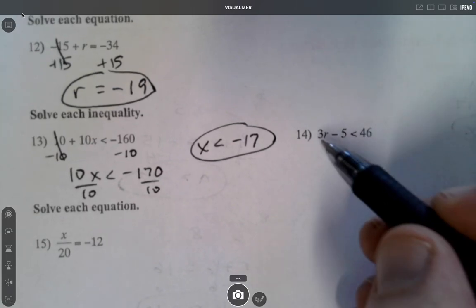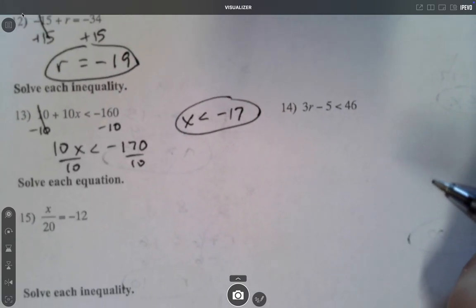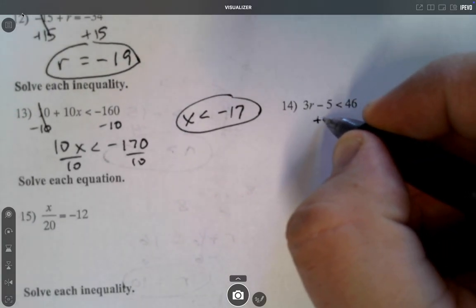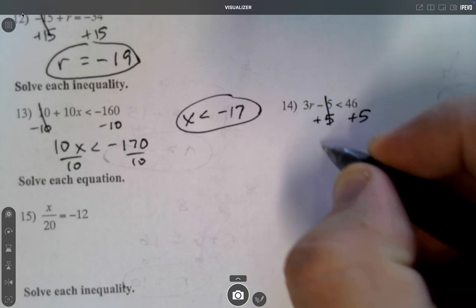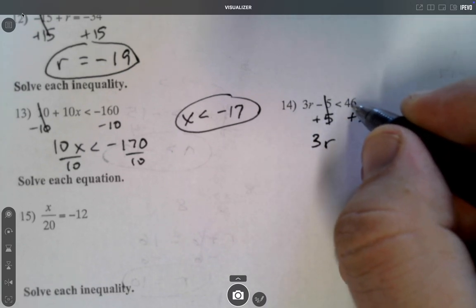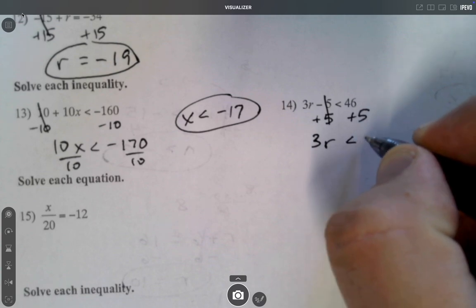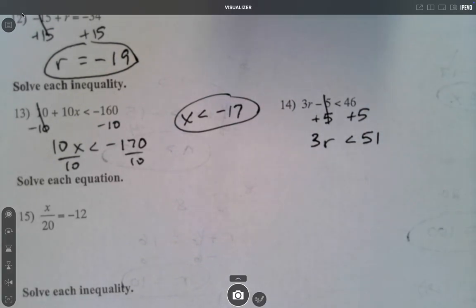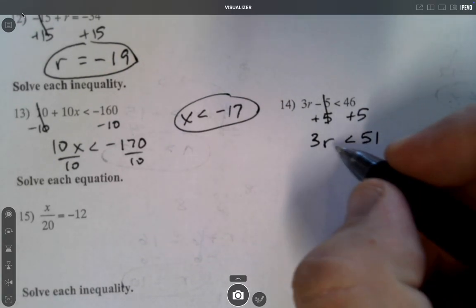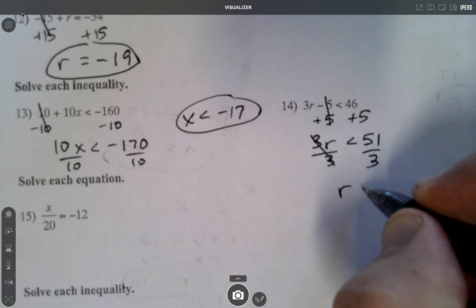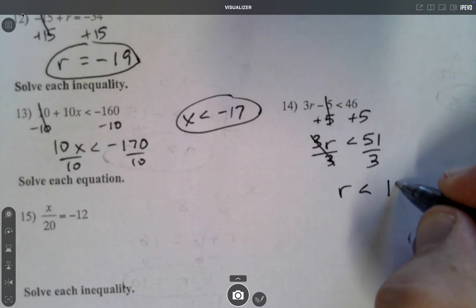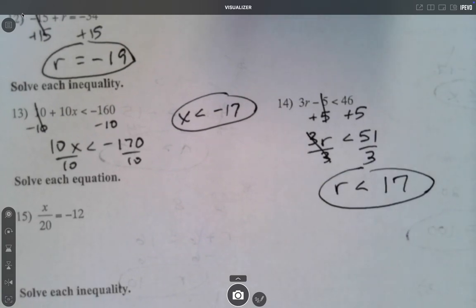14 is very similar. We have a coefficient and a constant. We take care of the constant first, so we add 5 to both sides, because negative 5 plus 5 is 0. And 46 plus 5 is 51. And this is 3 times r, so we divide by 3. 3 divided by 3 is 1. And 51 divided by 3 is 17.